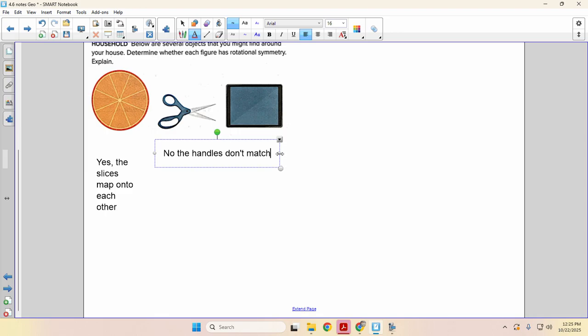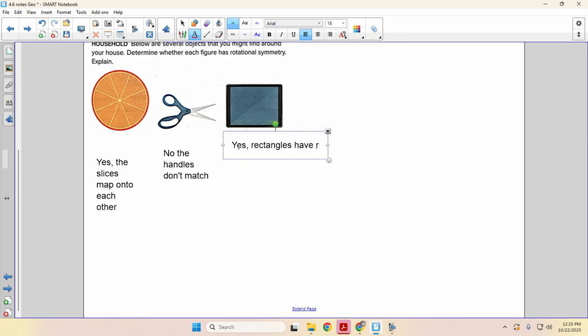Okay, and then this little screen right here, it is going to be a yes because it is a rectangle shape, and we saw that the rectangle shapes do have symmetry. Rectangles have rotational symmetry, even if we just did 180. Now, some of you guys are saying, but Miss Applegarth, there's this weird shading difference. Ignore the shading difference, just look at this shape. This is meant to make it look more realistic.